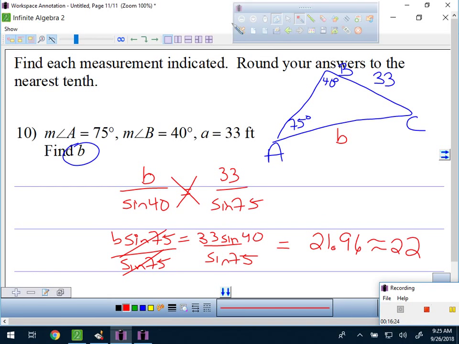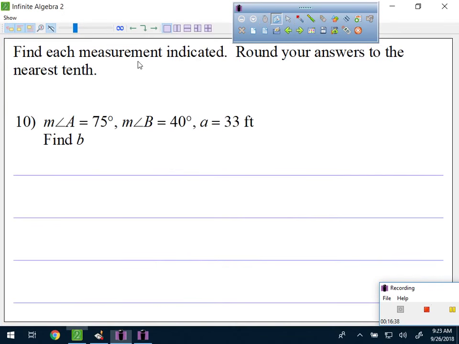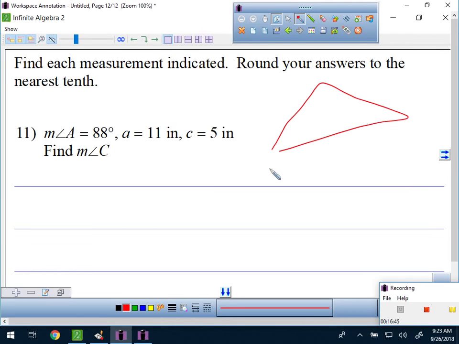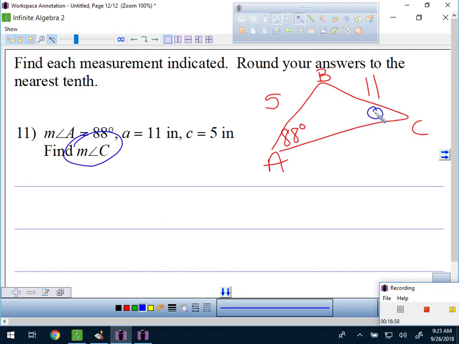Number 11, I think, is similar. It's just want you to find the angle. So let me show that to you. Yep, it is. All right, again, can't assume it's a right triangle because it doesn't say anywhere in there about a right angle. So I'm just going to label it A, B, and C. So angle A is 88 degrees, side A is 11, and side C is 5. Thankfully, the angle it wants you to find is angle C, and so I'm going to set this up using law of sines. So 11 over sine of 88 equals 5 over sine of C.